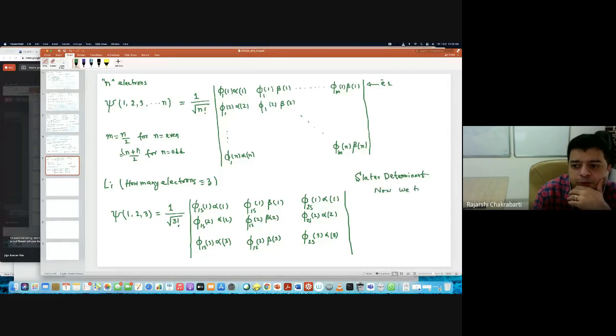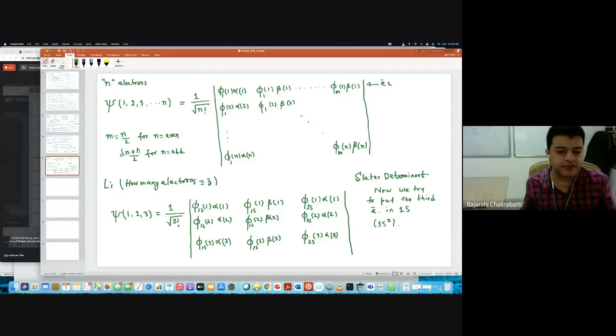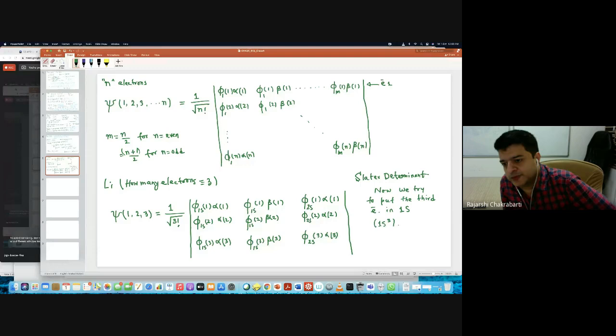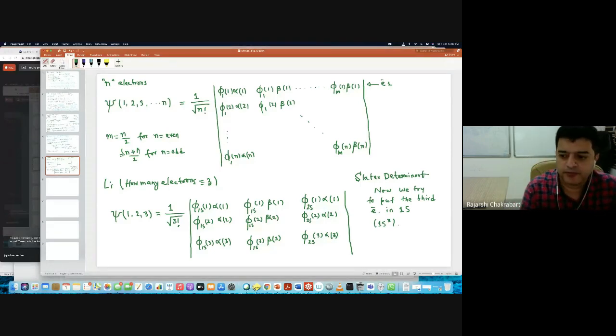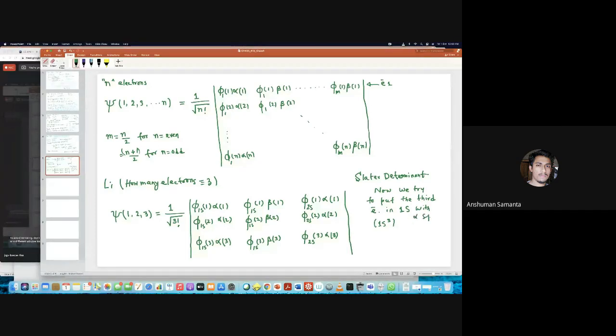Now we try to put the third electron in 1s. I want to have something like 1s3 with alpha spin. Do you have such a configuration? Is it possible? No, sir. You know from your experience. The determinant will be 0. And how can you show that this will be 0?